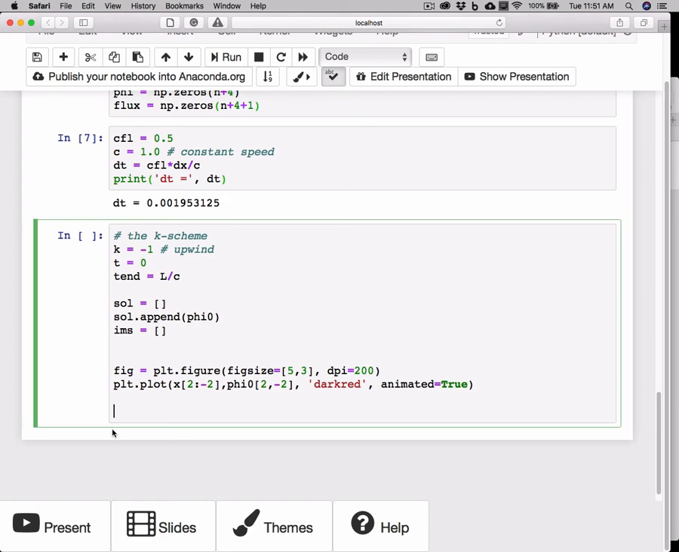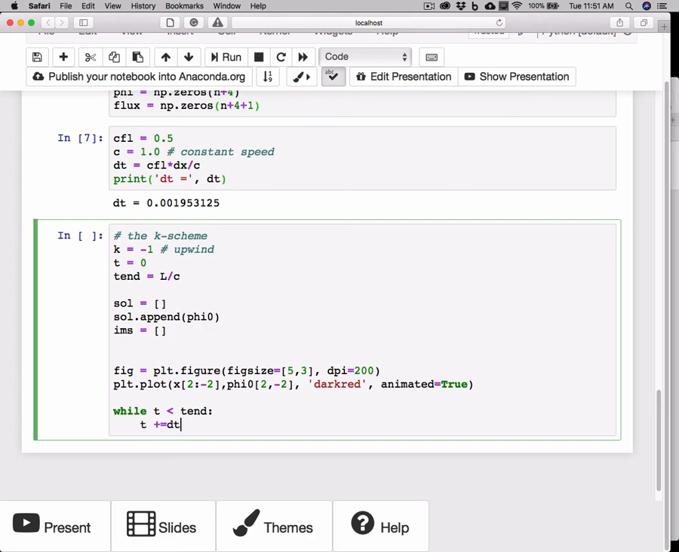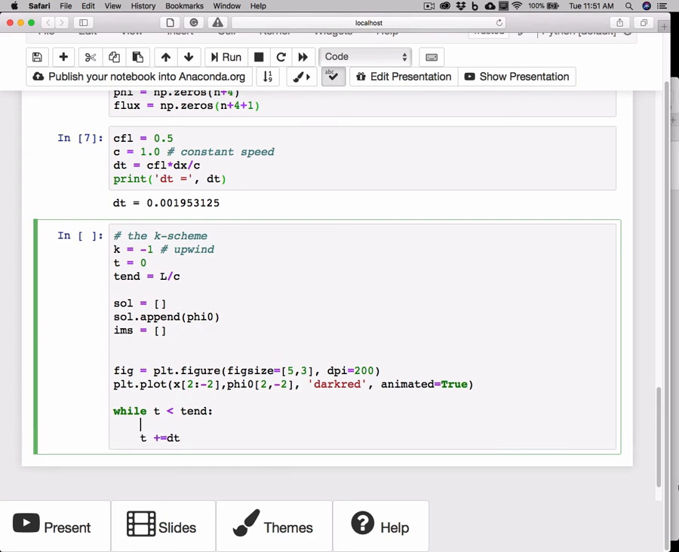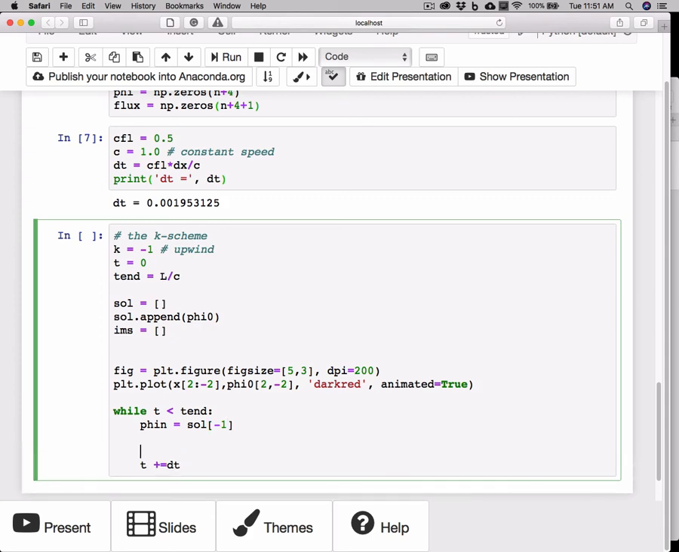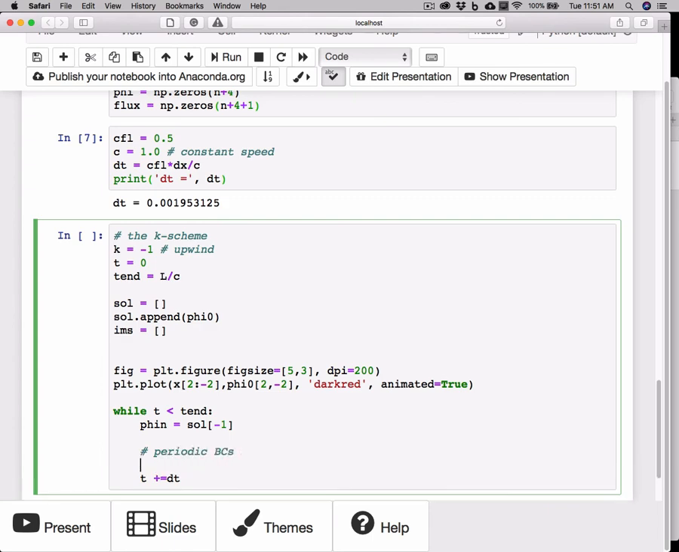All right, so now we get things solved. Let's start with the classic time advance. While t is less than t end, what do I want? t plus equals dt, that's my favorite part. The first thing you want to do is grab phi n. Phi n is solution[-1], so that's the last entry in the array of solutions, correct? And then let's apply periodic boundary conditions. So now we have two ghost cells.